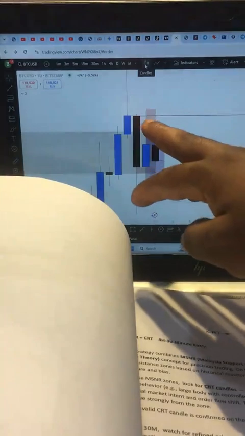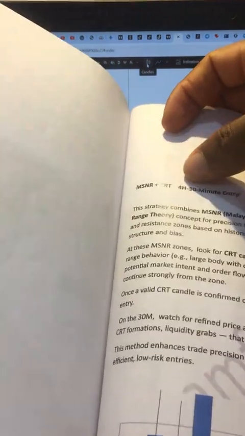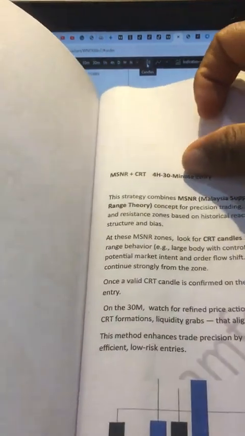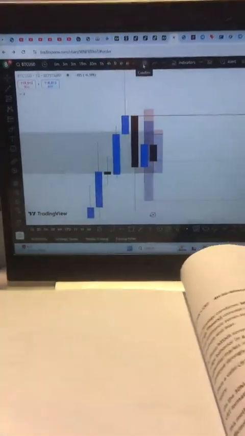The other entry was based on the Malaysian support and resistance plus CRT, a combination of both. This happened on the 4 hours and 30 minutes, so we're using the 4 hours and 30 minutes on this analysis, on this trade.